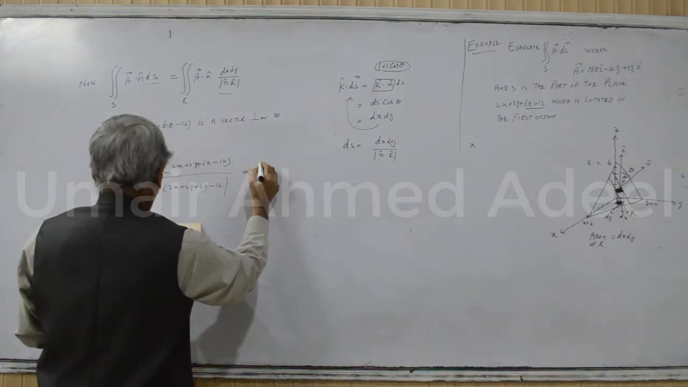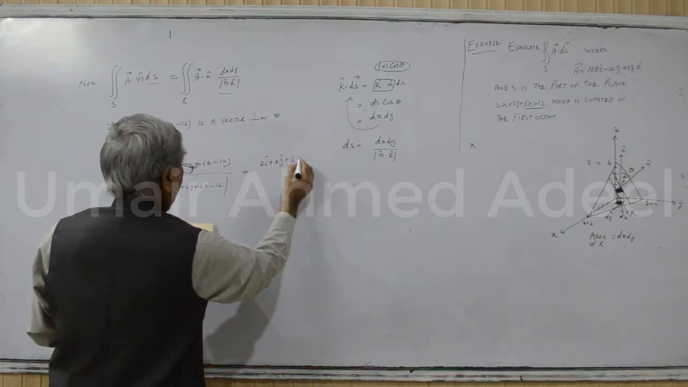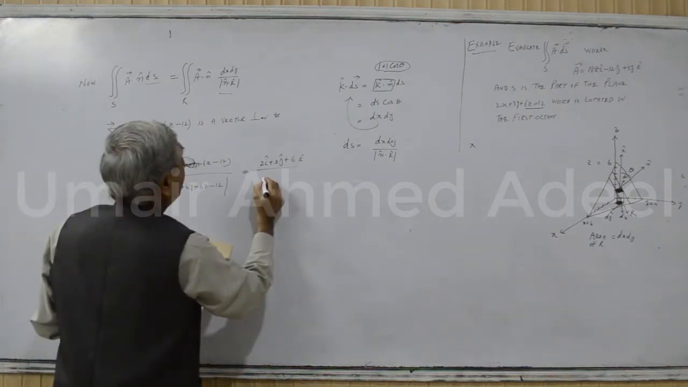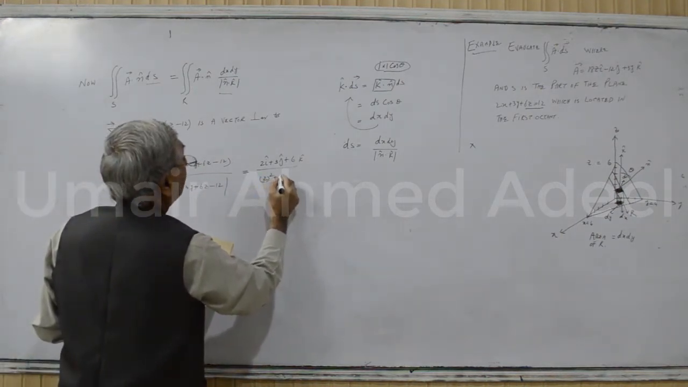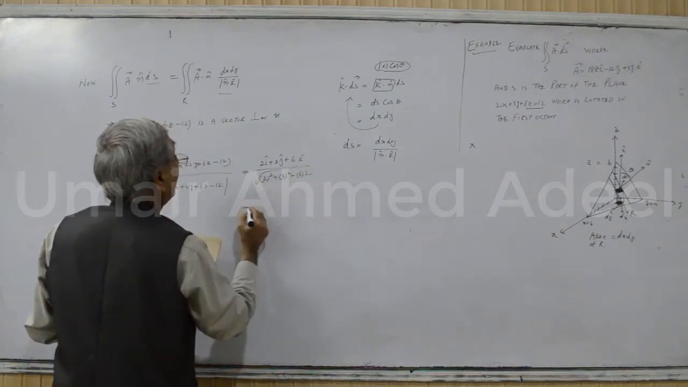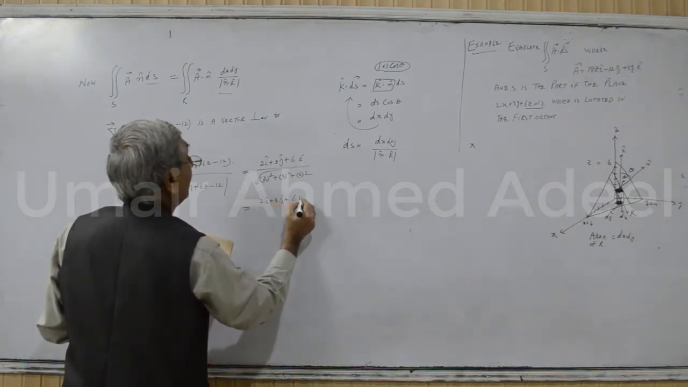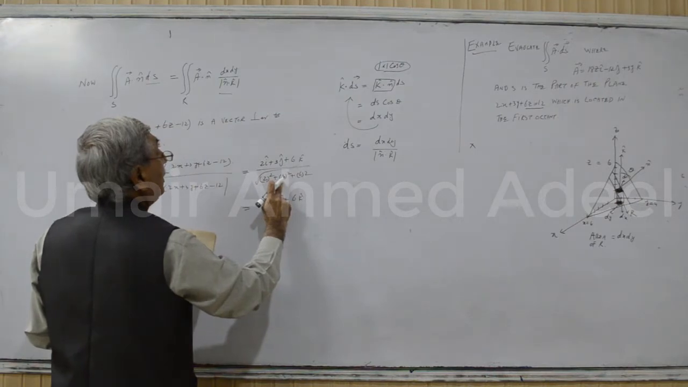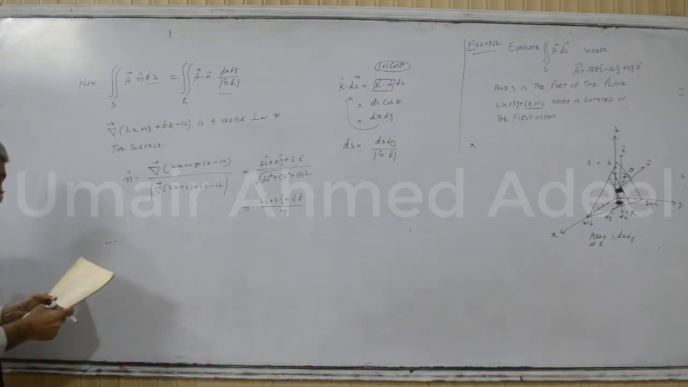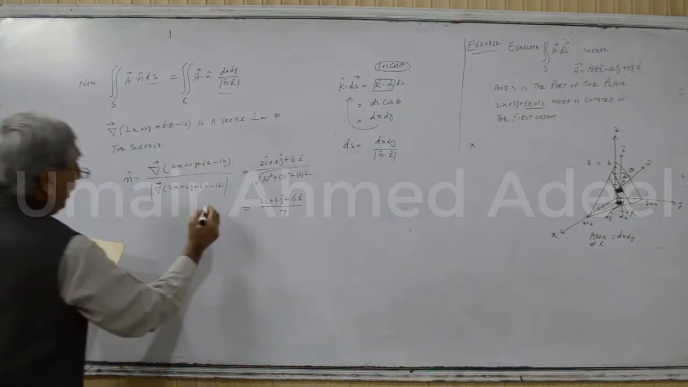That will give you 2i plus 3j plus 6k, and its magnitude is the square root of 2 squared plus 3 squared plus 6 squared, that is the square root of 4 plus 9 plus 36, which is 49, and the square root of 49 is 7. Okay, so your answer is, this is the normal.